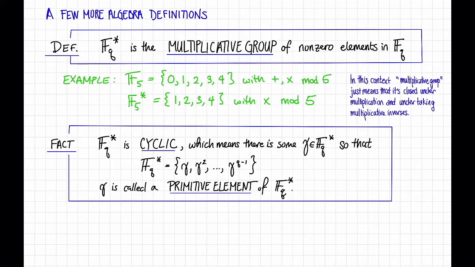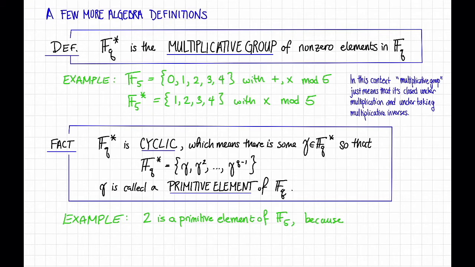Here's a fact about F_q star. It forms a cyclic group. What that means is that there is some element gamma in F_q star, so that F_q star is generated by gamma. That means that F_q star is equal to the set gamma, gamma squared, gamma cubed, dot dot dot, up to gamma to the q minus 1. Such a gamma is called a primitive element of F_q. Sorry, this star shouldn't be there.